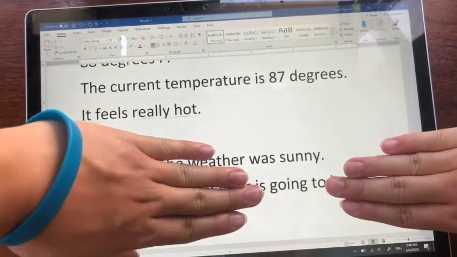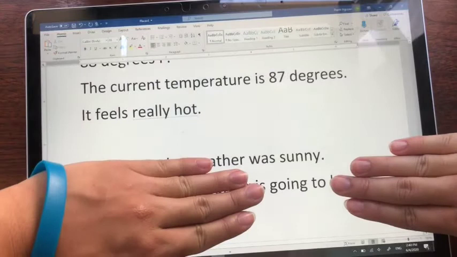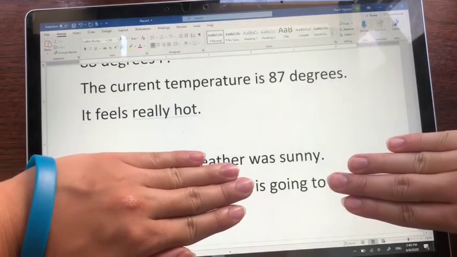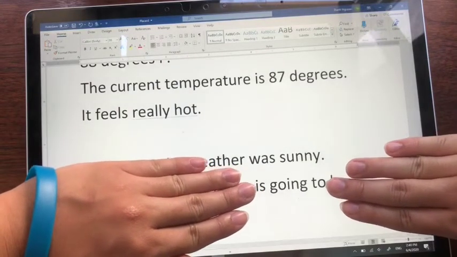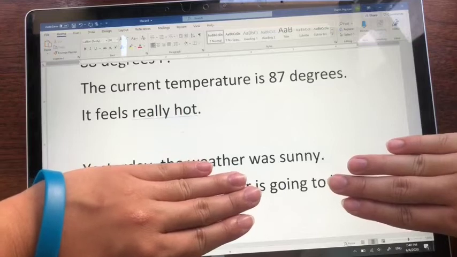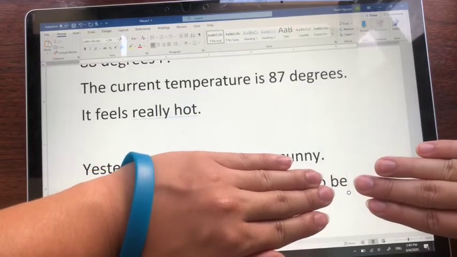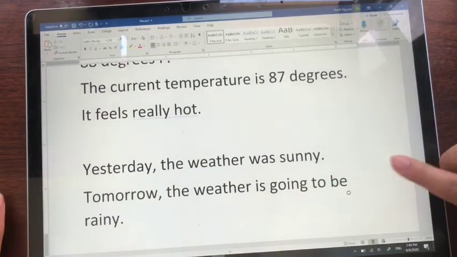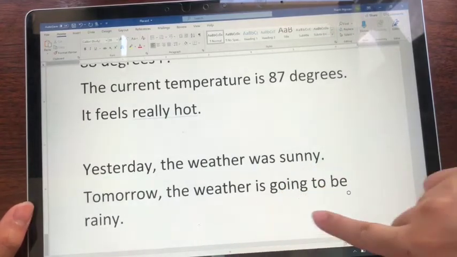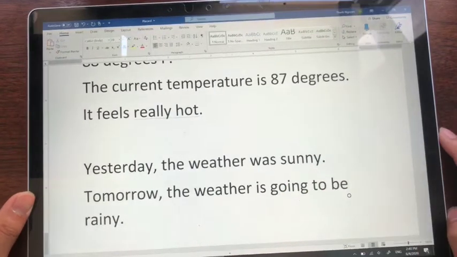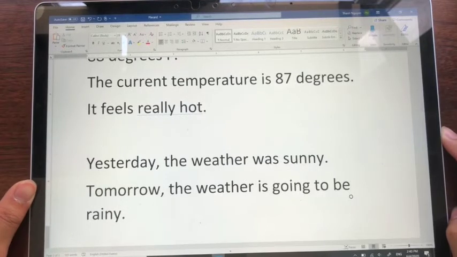Remember, when we have going to, this is an expression. If the word after this expression is a verb or an action, then we know it's in the future. So this sentence is in the future. Tomorrow the weather is going to be rainy.